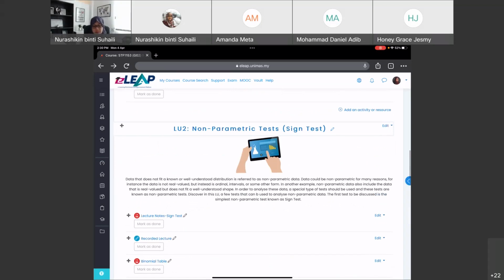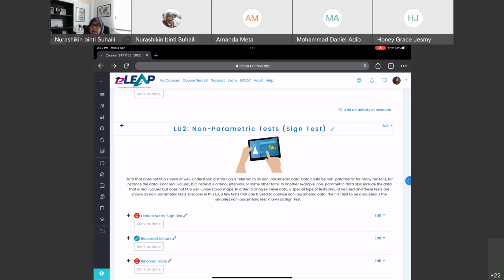The first topic in LU2 is about non-parametric tests. Non-parametric tests are statistical tests used to analyze non-parametric data. So what are the types of non-parametric data? Data that are ordinal, data that are nominal, and data where we do not have enough information about the distribution. When we don't have enough information, we cannot assume the distribution. Distribution is like the pattern of the whole data.